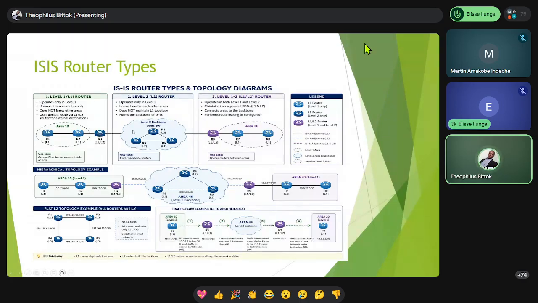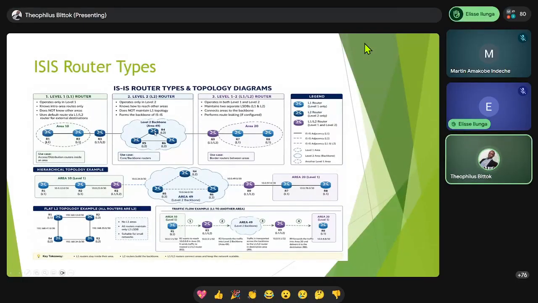So the R3 router comes to the core area. Now, the core area is the level 2 routers. You see R4, R5, R6 are area 49, and this is your backbone area. Basically, area 49 knows all routes to area 10 and routes to area 20, because it is in the backbone. So basically, it's going to know how to reach the different areas.